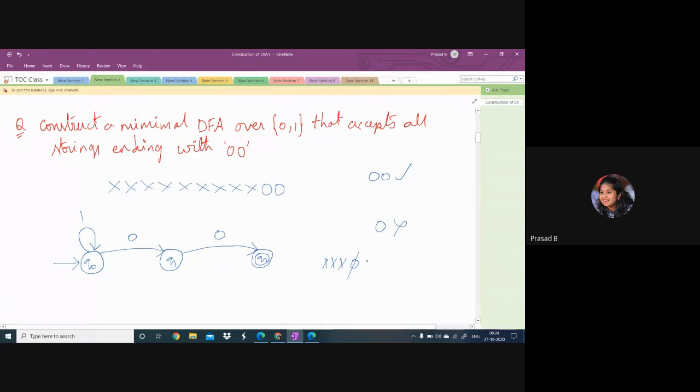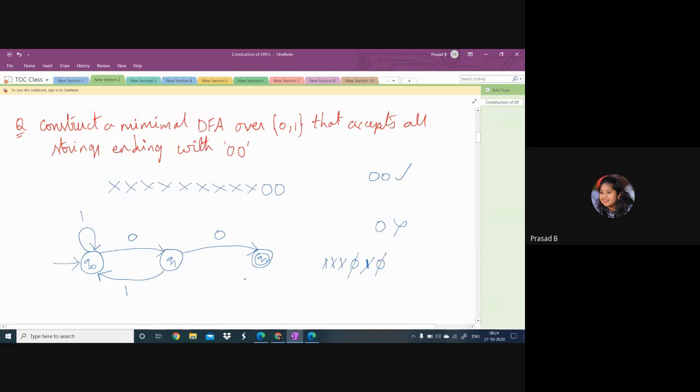But instead of 0 in Q1, if 1 comes, here the order has been disturbed. Actually, what is the order? After the first 0, we again require a second 0. But instead of the second 0, if 1 comes, whenever the order is disturbed, go back to the initial. So in Q1, if 1 comes, we go back to initial.